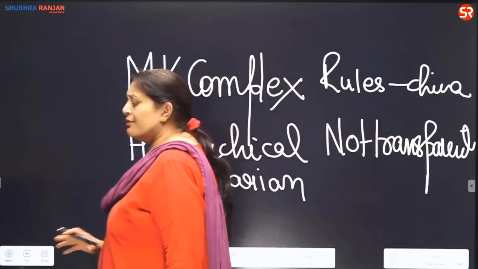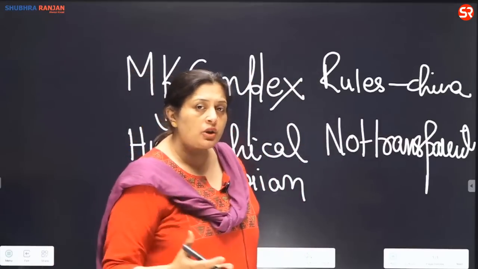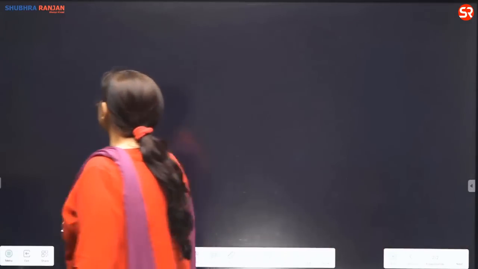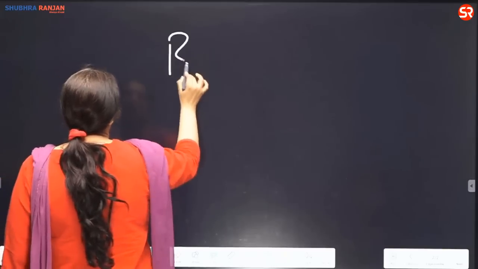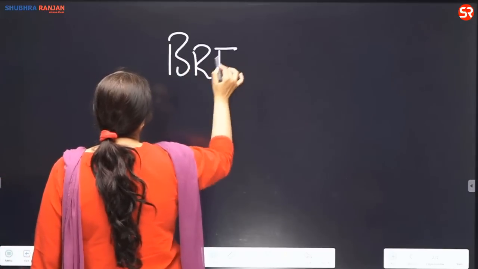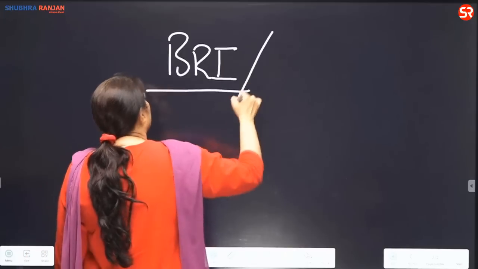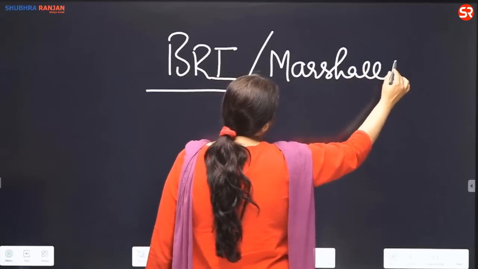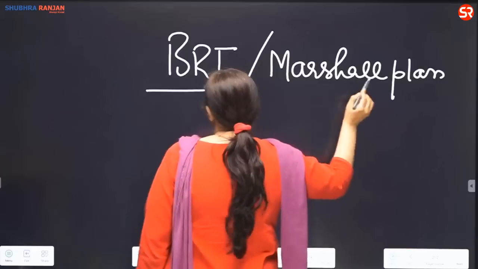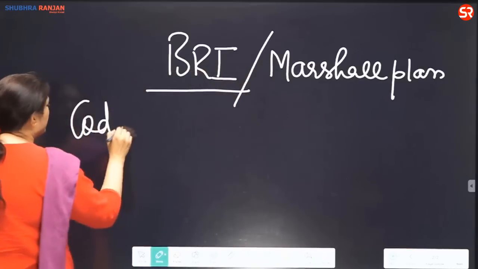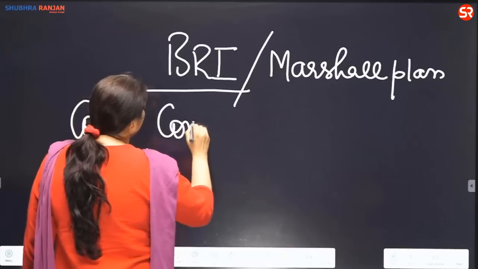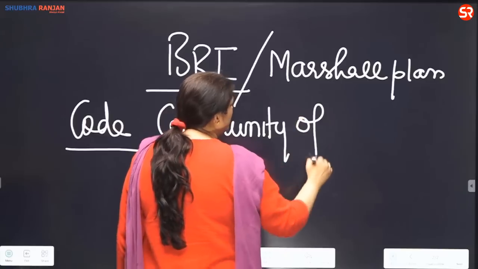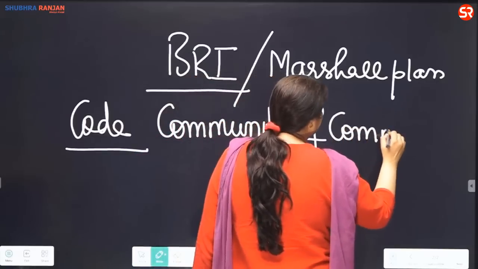Fine. So where do we see the vision of that Chinese world order? We see the vision of Chinese world order in BRI, at times also known as China's Marshall Plan. And the code word used by China here is to create the community of common destiny.